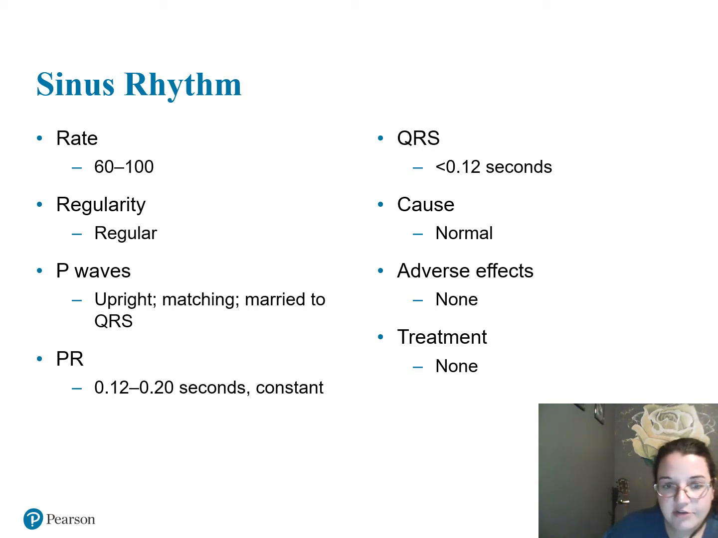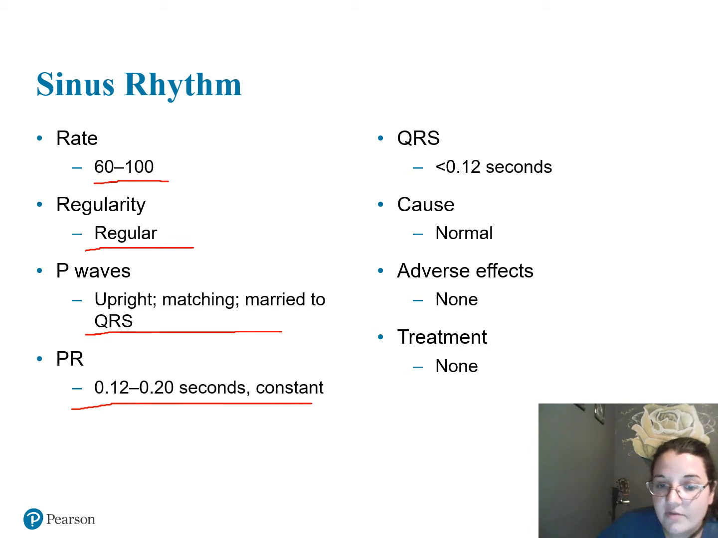And this, if you'll notice, will follow your questions from chapter 6 on how to interpret a rhythm. The normal rate needs to be 60 to 100 beats per minute. Our rhythm needs to be regular. P waves need to be upright, matching, and married. My interval needs to be, for PR, between 0.12 and 0.20 seconds, and it needs to be constant. My QRS needs to be less than 0.12.